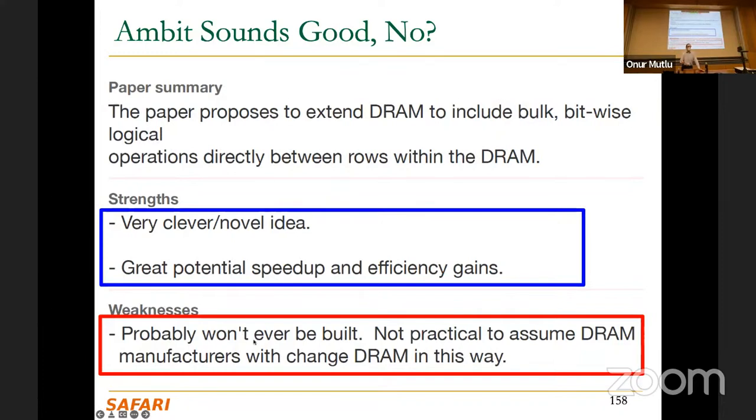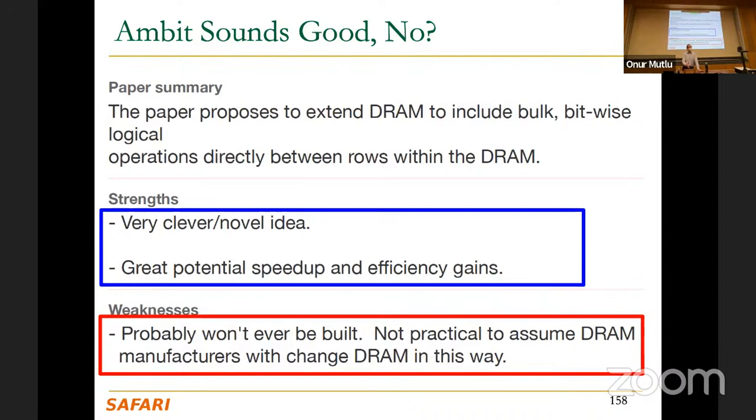So you can see that once an idea is published, it can inspire other people, and other people can actually prove that the idea can work. They can do a proof of concept. And maybe in the future, 10 years down the road, the manufacturers will do it. So you can see the reviews may not be fair, right?